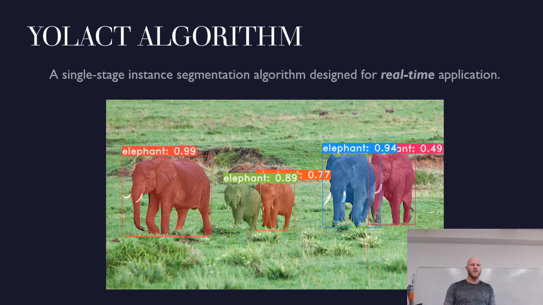Now, the algorithm in particular I've used is known as YOLACT, and again, it's a single-stage instance segmentation algorithm. In particular, it's designed for real-time application, so it works really fast at identifying those objects in the image. You can see from that diagram that it recognizes that each of those separate objects is an elephant and picks out their exact outline, which is what we want to do with logs.